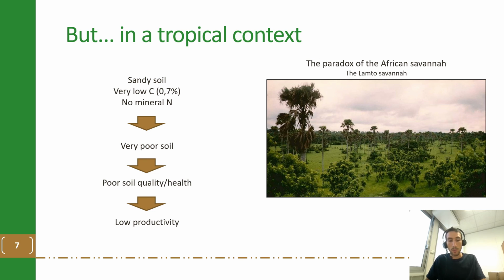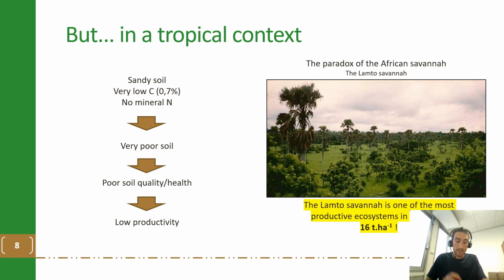Here is an example of a paradox in the African savanna. The African savanna, more specifically the Lamto savanna in Ivory Coast, has sandy soils that are very low in carbon and extremely low in nitrogen. Because of this characteristic, this soil is considered to be poor, and therefore of poor quality, poor health, and low productivity. And yet, the paradox is that it is one of the most productive ecosystems in the world, with 16 tons per hectare of dry matter. How do we explain this productivity when the quality of the soil is so poor?